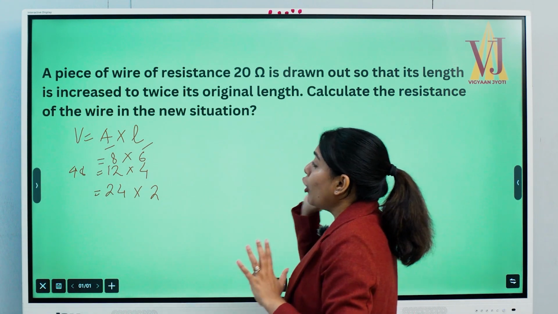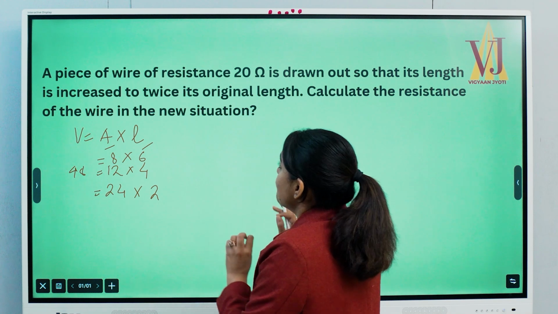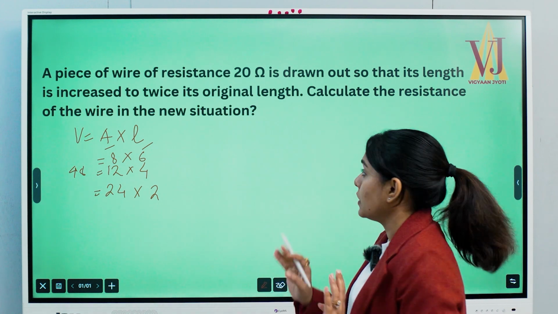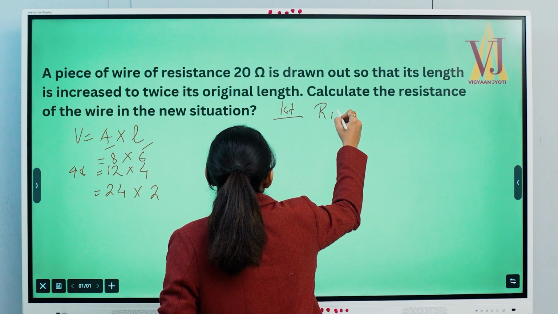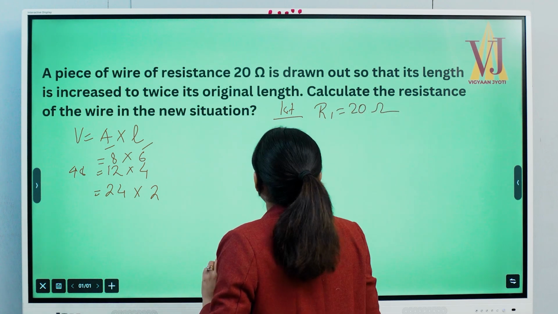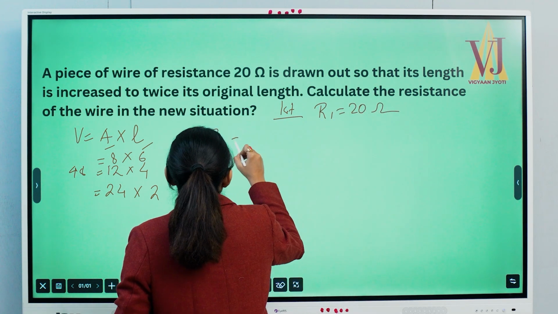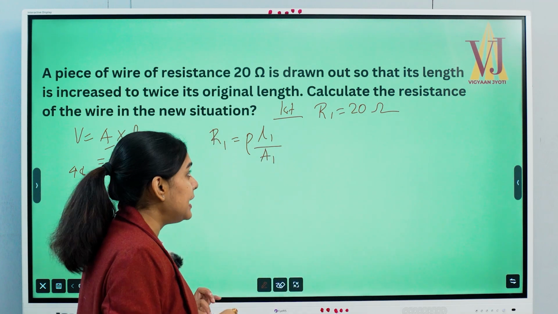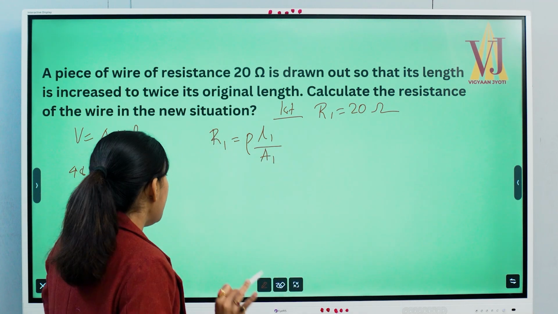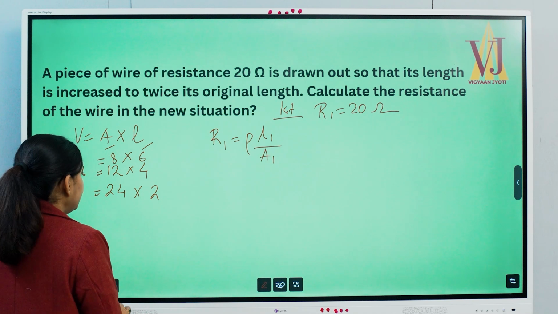That means here my volume is fixed. Clear? But now you have to find out what the situation is. So for the first scenario, where my R1 equals 20 ohm, we have rho, we have L1 and we have A1. Clear? This is what we know. Now we want to find it for the new one.